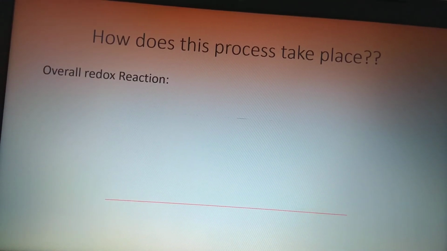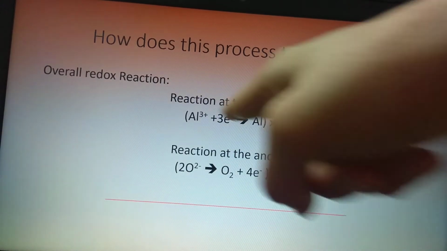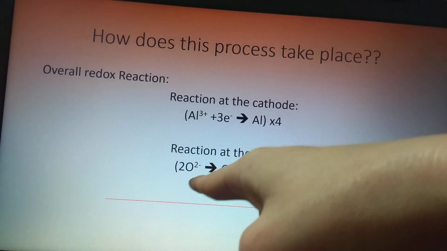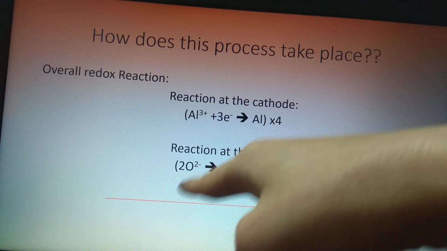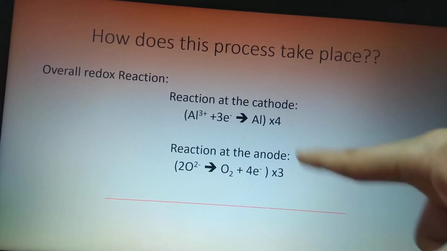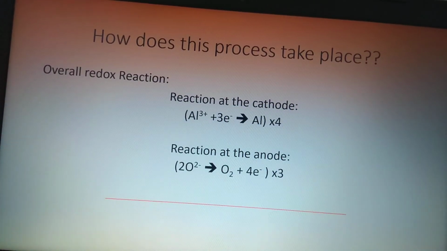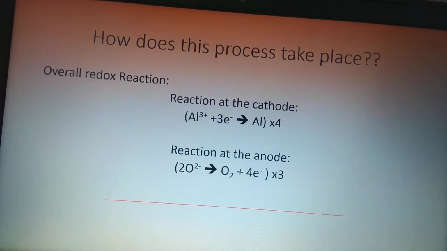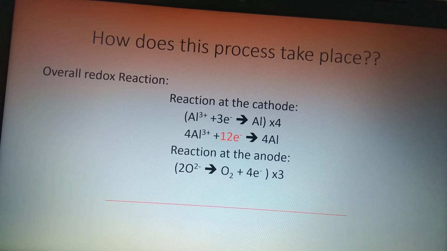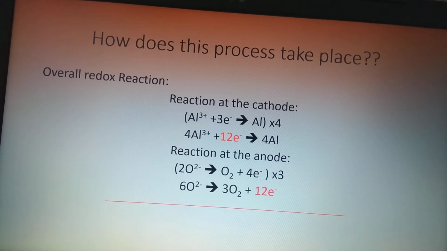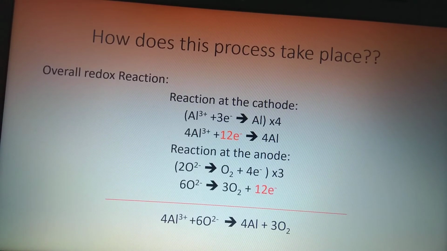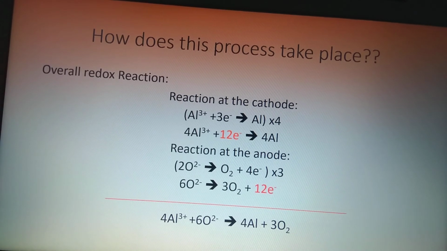The overall reaction: the reaction at the cathode, Al3+ plus 3 electrons gives Al. Reaction at the anode, 2O2- gives O2 plus 4 electrons. You can see that the number of electrons is not equal, so we have to multiply the first equation by 4 and the second equation by 3, which will give us these two equations. By summing these two equations, the overall reaction will be 4Al3+ plus 6O2- gives 4Al plus 3O2.